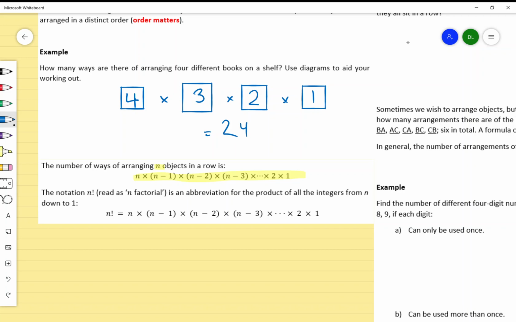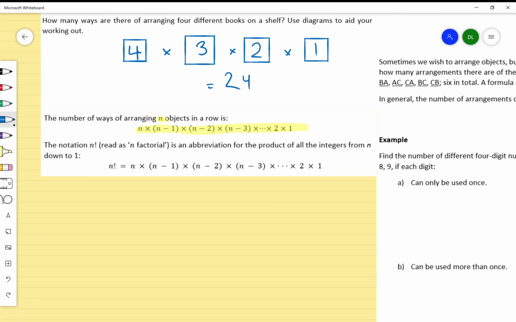I'm unsure if you've seen this before. Hopefully you have. If you haven't, that's fine. N factorial is an abbreviation for the product of all integers from n down to 1. So if I use an example of, let's say, 6 factorial, or 6 exclamation mark, it's not a very excited 6. It just means we're going from 6 times 5 times 4 times 3 times 2 times 1. That's it.